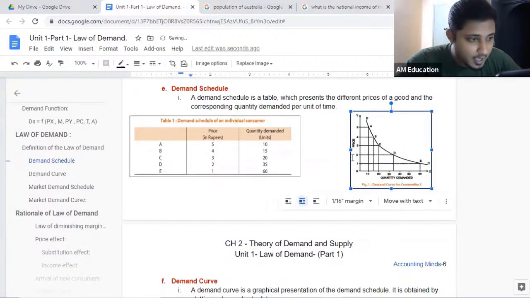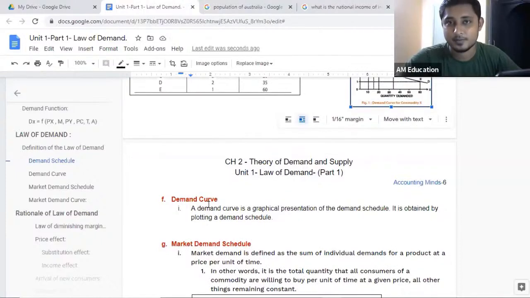So you see this thing: at 5 rupees, the quantity demanded is 10. If this is the price axis and this is the quantity demanded axis, at 5, 10 is demanded. At 3, 20 is demanded. At 1, 60 is demanded. And what is this? This is called the demand curve.